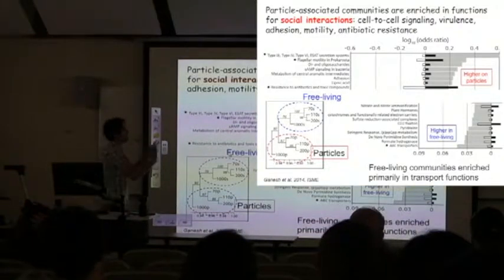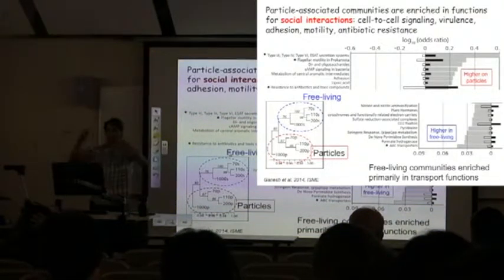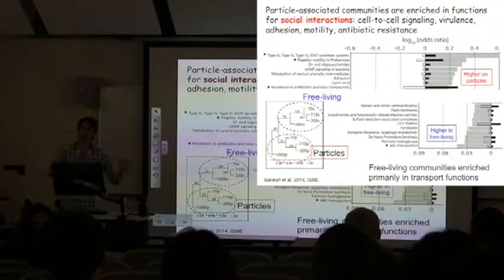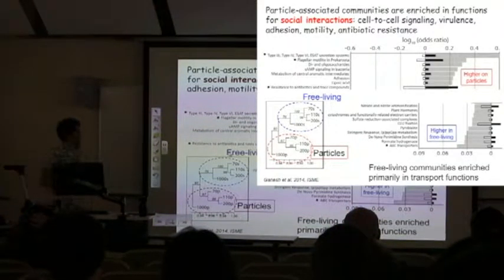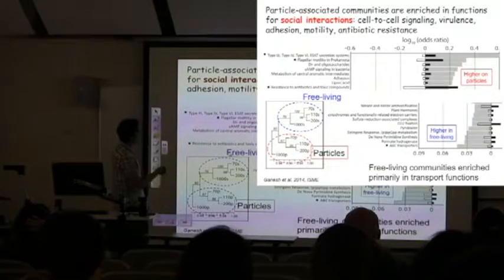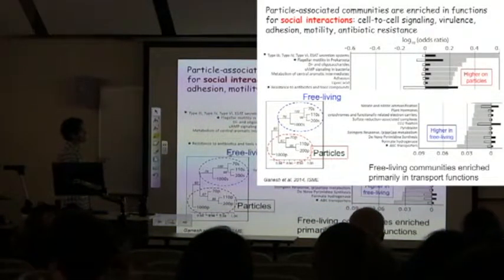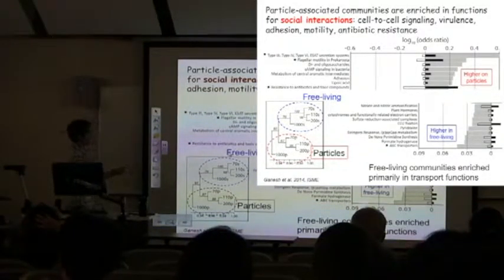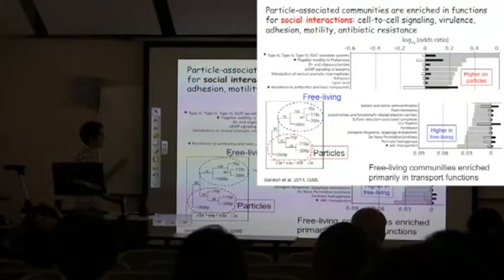Okay, so what does it actually look like if you ask the question, what are the key functions that are enriched on particles versus those that are enriched in the free living environment? We look at a lot of different functions in our data. I've just highlighted a few of the most enriched in each fraction. These are the ones that are higher on particles, these are the ones that are higher in free living. And a lot of it makes a lot of sense.